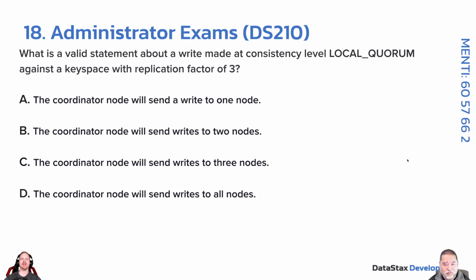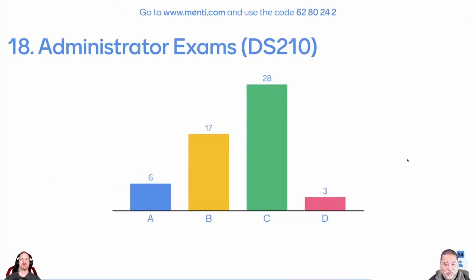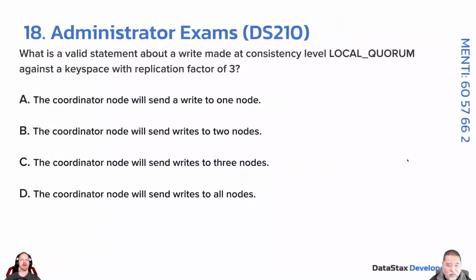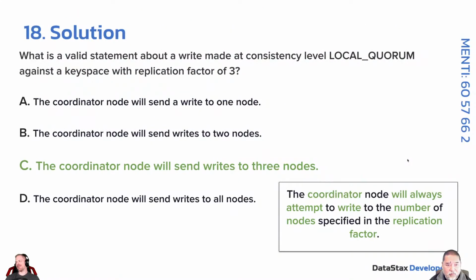Okay, answers are in. Let's go ahead and take a look. And the correct answer here was C. So this one, you know, Anshul over in YouTube definitely had the right of it, right? And this is one of those areas where you start to see the relationship between consistency level and replication factor. So let's hear it, Dave.